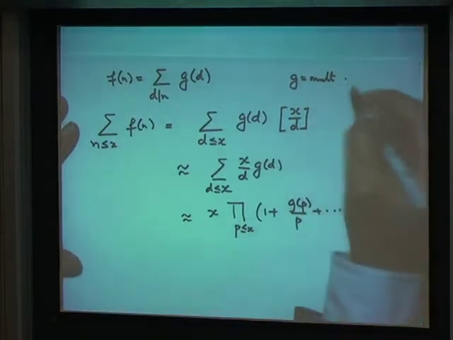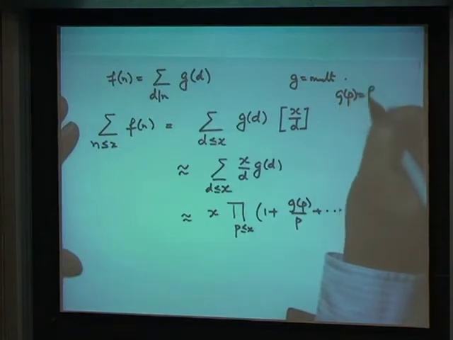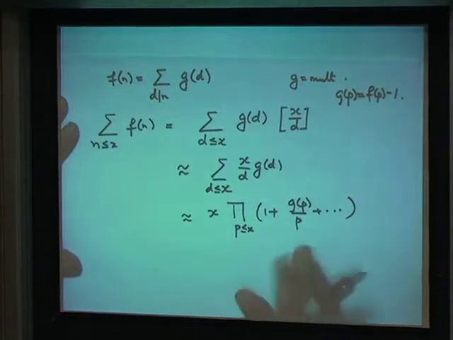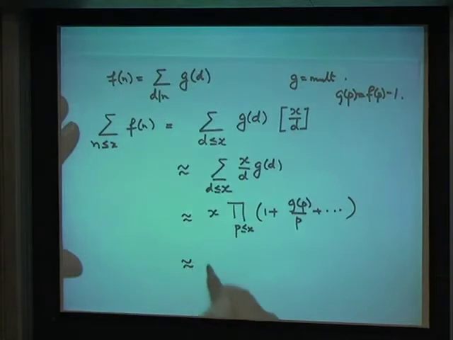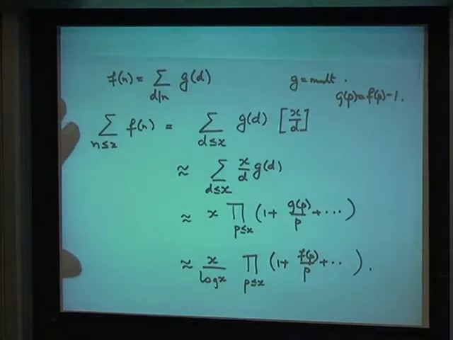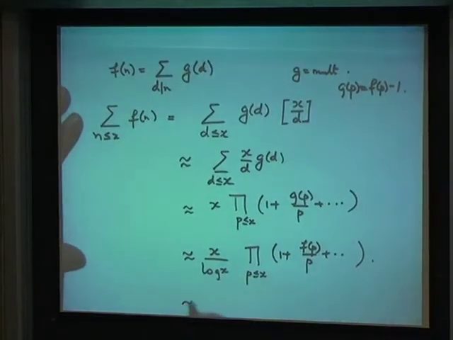And now g(p) is just f(p) minus 1 from this relation. So what I might expect this to be, if I take the minus 1 over p outside by Mertens' theorem, is something like x over log x times the product of 1 plus f(p) over p, etc. And this you can think of roughly as x over log x times the average value of the sum of f(n) over n.